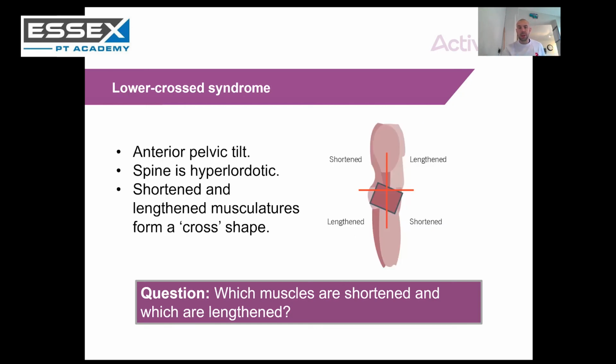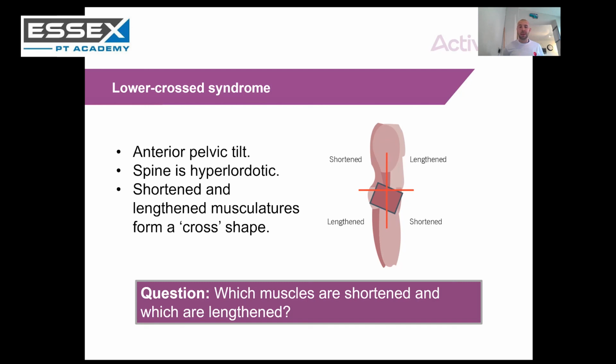Then we've got lower cross syndrome. So this is the opposite. This is this gymnast posture. If you think about that as the extreme, that little rectangle there shows the angle of the pelvis. So they're really lordotic, okay? This is your Instagram model who wants to show their bottom off. So anterior pelvic tilt. Spine is hyperlordotic in the lower back, so that's not going to be good for that.